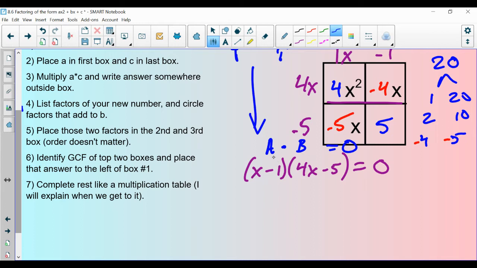And we can figure out what makes A 0 pretty easily. What number would you plug in for that x to make this whole parenthesis 0? What number, when you subtract 1 from it, do you get 0 out? And that would be the number 1.